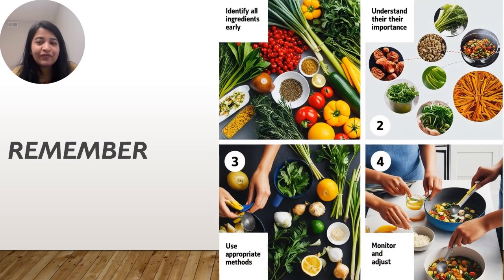Okay, so remember these four things to be careful about whenever preparing an effective stakeholder management plan. First is to identify the stakeholders early on. Second is to understand their interest and or their power. That means to understand their importance in the project. Third one is to use appropriate communications. That means deciding appropriate communication methods. And the last one is to monitor and adjust while preparing an effective stakeholder management plan.